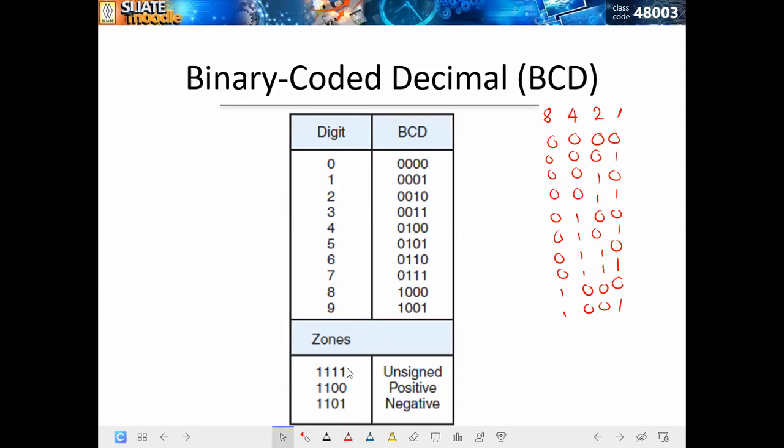Then children, remember this as well, right? There are 3 categories. We use 1 1 1 1 for unsigned. You will learn this quickly if you want, right? For the time being, please remember 1 1 1 1 for unsigned. That means there's no sign. Then for positive values we use 1 1 0 0. For negative values, 1 1 0 1, right? That's all you need to remember for BCD.